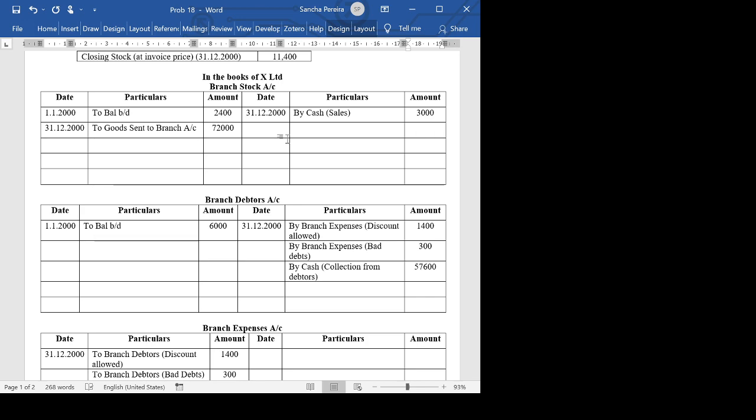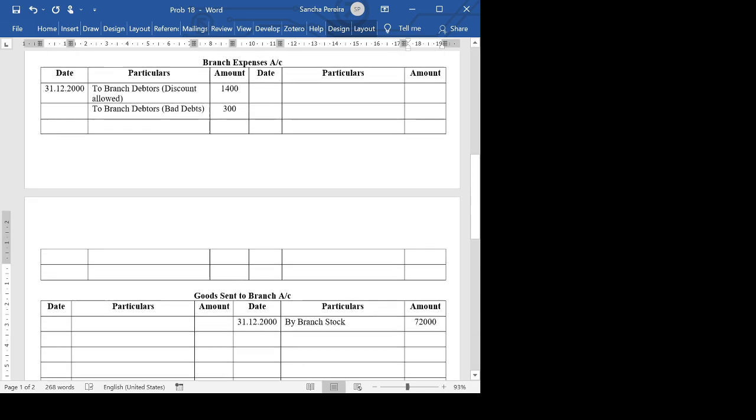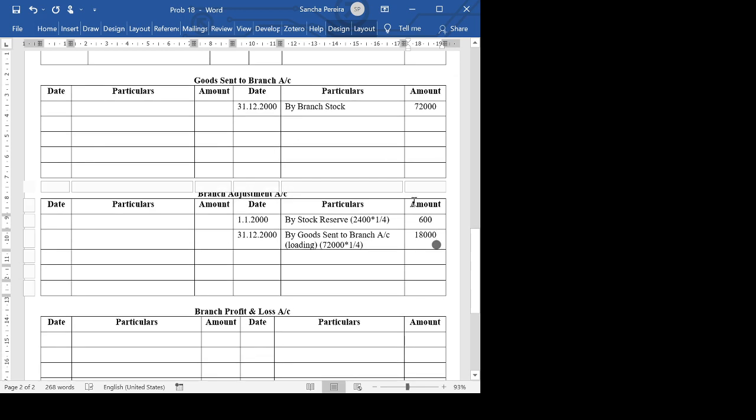That's one thing. The second part is we need to calculate loading on this. Loading will come on the credit side, but in the adjustment account. So we have already shown this: by goods sent to branch account, loading on that 72,000 into 1/4. Where else will this come? We are saying here by goods sent to branch account. Where else will this come?